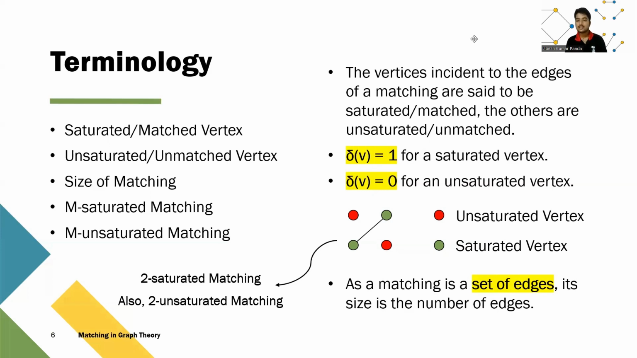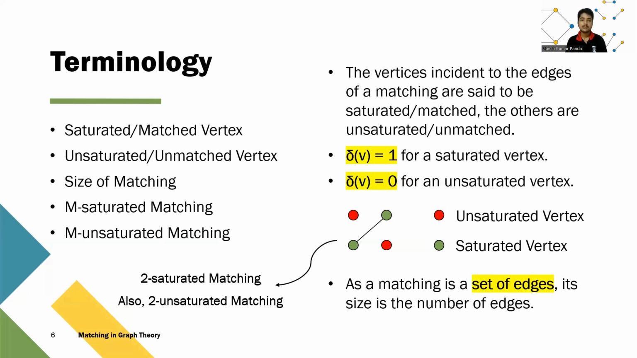So an M-saturated matching is a matching where M vertices are saturated. And an M-unsaturated matching in a similar way is a matching where M vertices are unsaturated. So our selected example is 2 saturated or 2 unsaturated. And the size of a matching is nothing but the number of edges present in the matching.